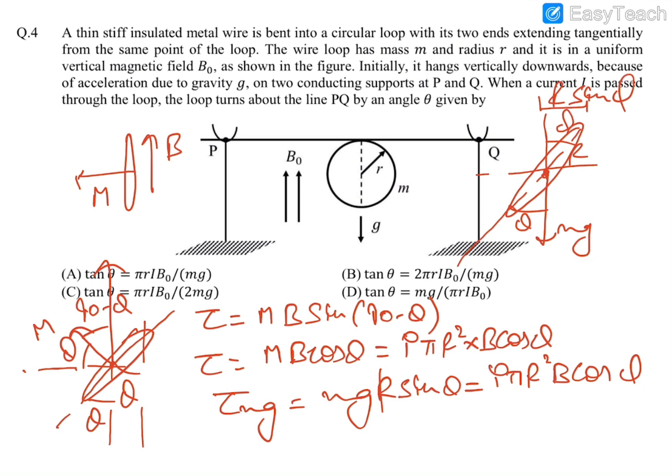Okay, cancelling r with r, so tan theta will be equal to I pi r B by mg. So the correct answer will be A. Now we move on to the next question.